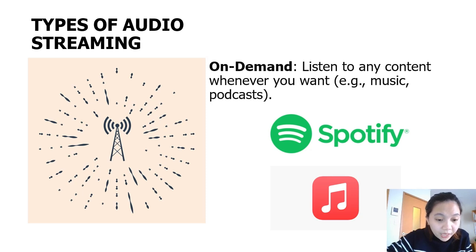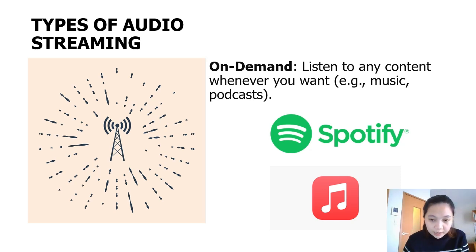The first one is on demand. On-demand streaming allows users to listen to specific content at any time. The audio is streamed directly from a server as requested by the users, and the users have control over playback. So we can play, pause, skip, rewind. Examples of music streaming are Spotify and other music streaming services. We also have podcast streaming, like Apple Podcasts and Stitcher.